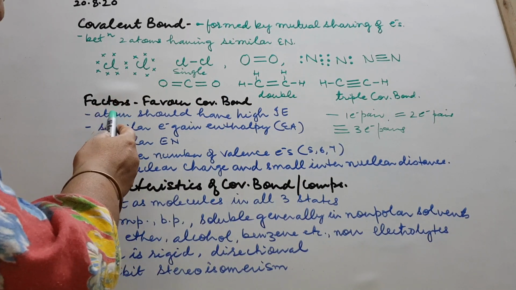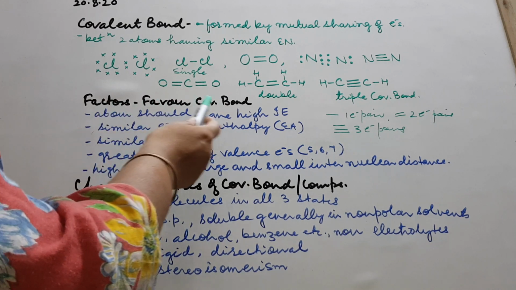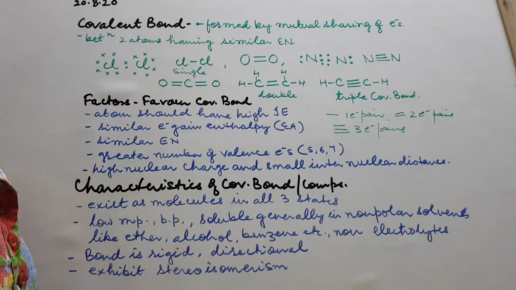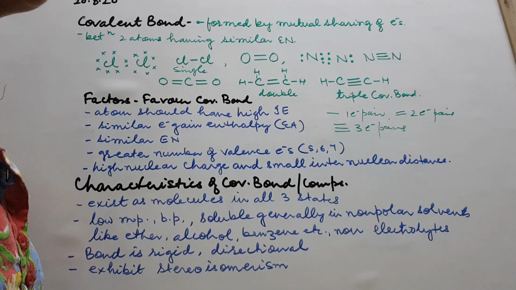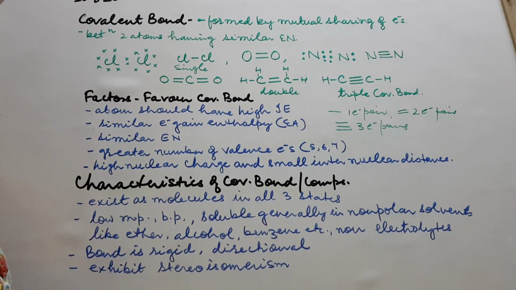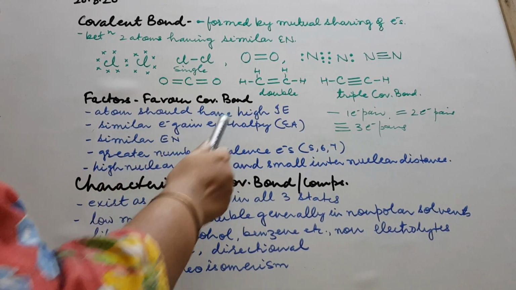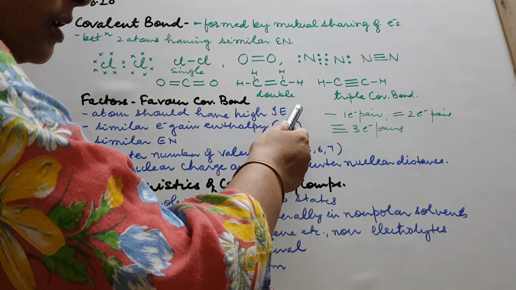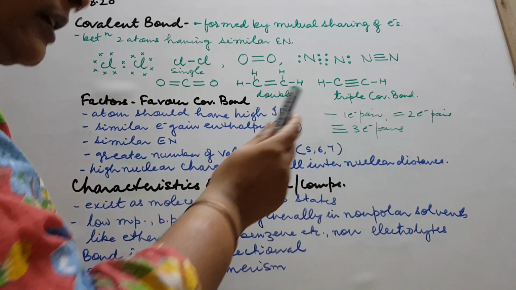Then factors which favor covalent bond. One is atom should have high ionization energy, means the atom should not be readily giving out electrons. If it gives out electrons, it would prefer to form ion and then will undergo ionic bond. So atom should have low IE, low electron gain enthalpy, low ionization energy.